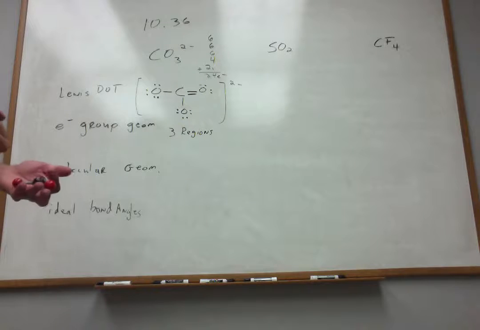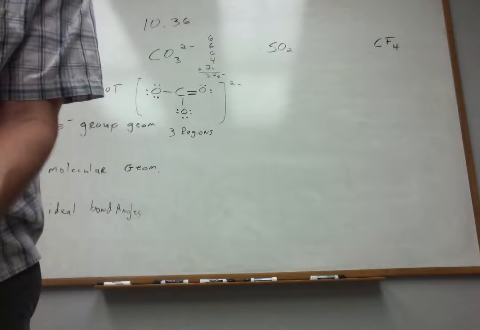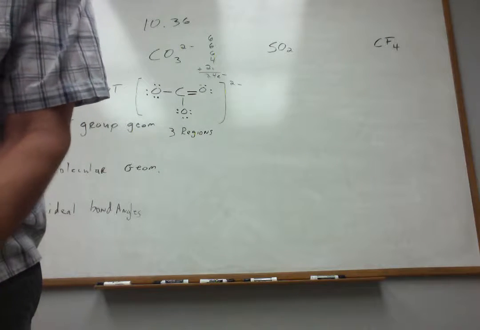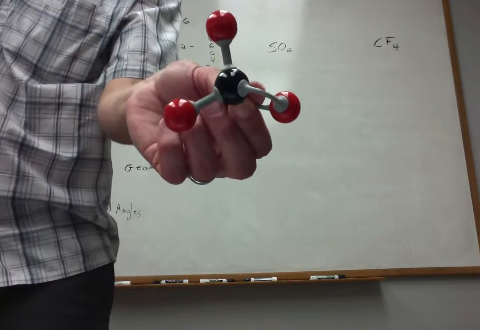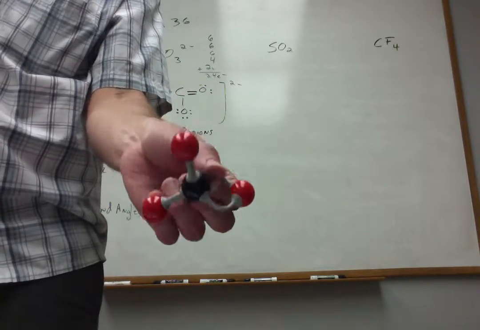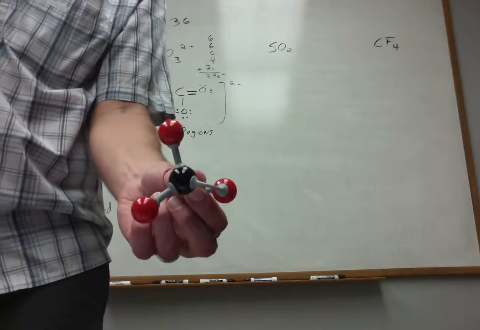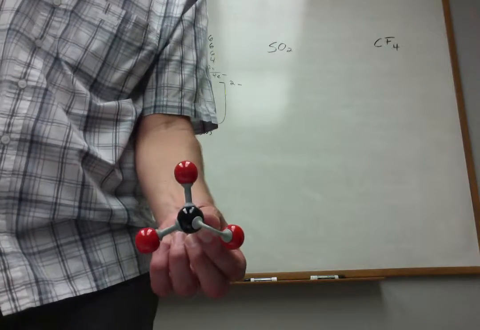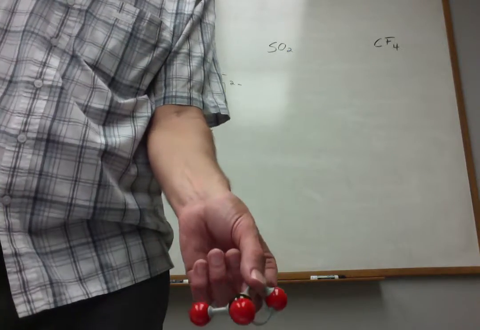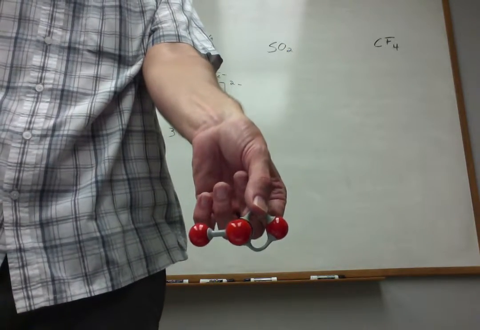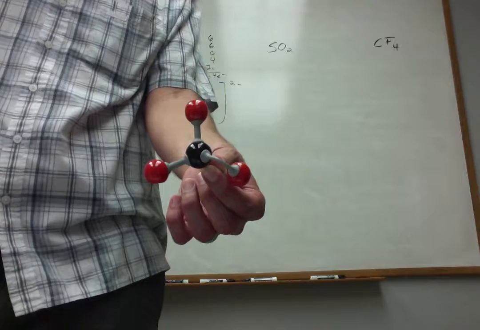Now that I understand how many regions of electron density I've got, I can start to decide what the electron group geometry is. And what I've gone ahead and done here is built a little model of what this ion might look like. Notice that there's a double bond over here, but the other ones are just single bonds. You can see there's 3 regions of electron density, 1, 2, and 3 over here. Okay, the double bond only counts once. So what does that look like to you? It looks like a triangle, right? And all the atoms lie in the same plane, or all the electron regions lie in the same plane. So as a consequence, we call this what?